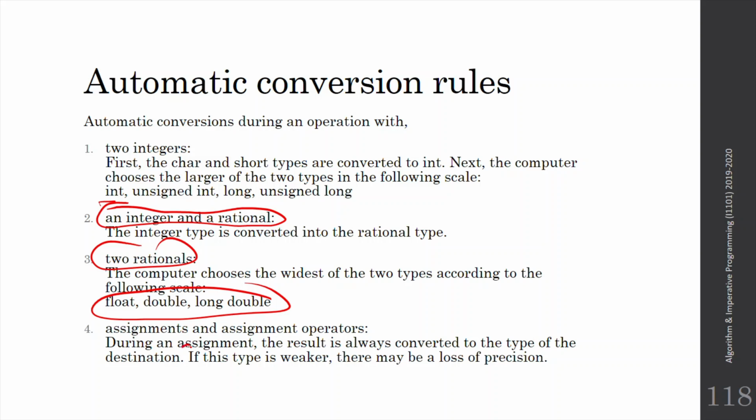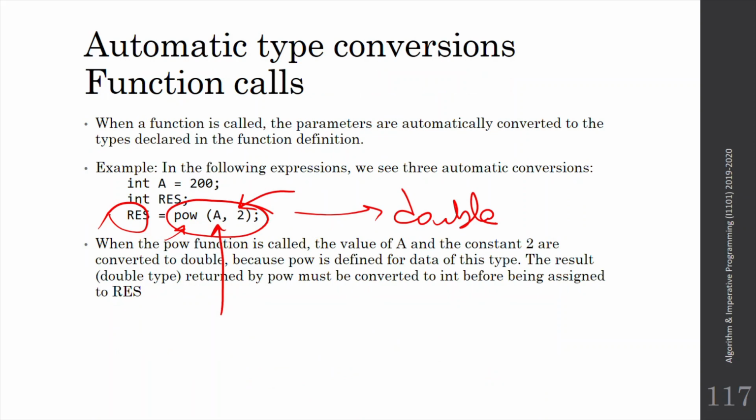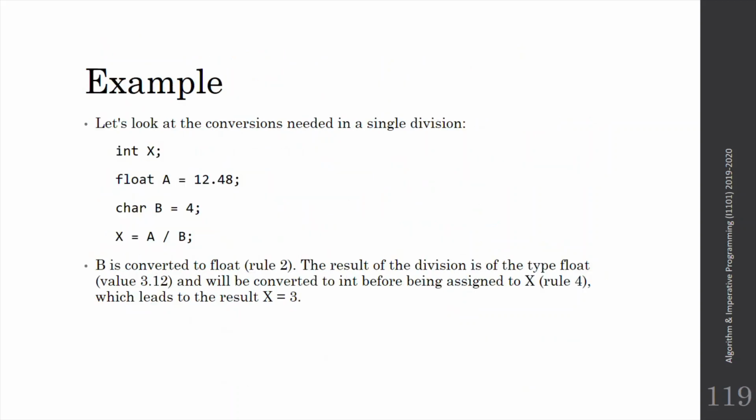For example, as we have seen in the previous slide, the type was weaker, so we have loss of precision. Here the result of power, which is double, has to be converted to an integer. So usually we lose some precision in this. So let's also take an example.